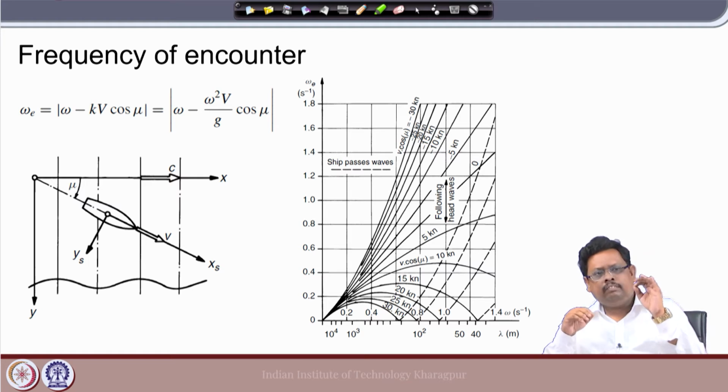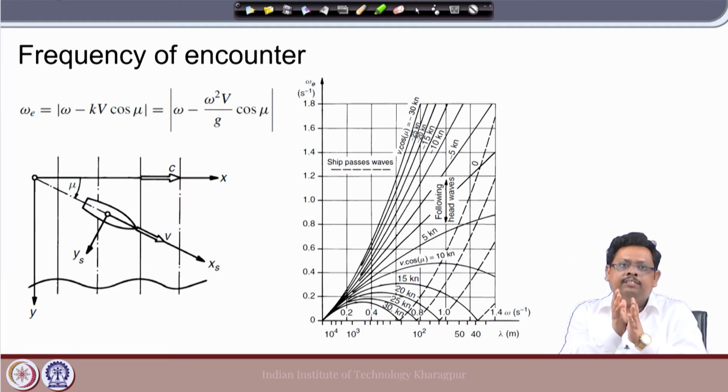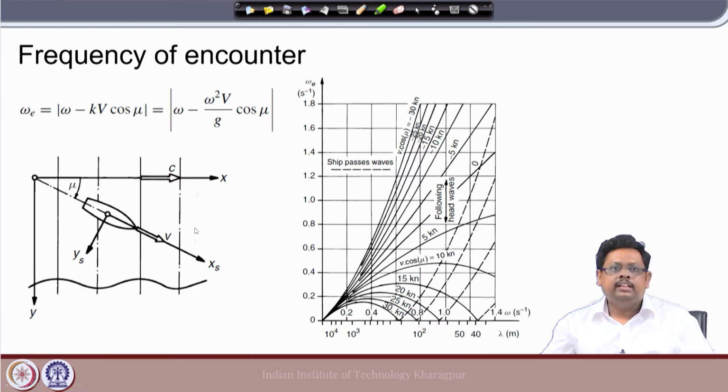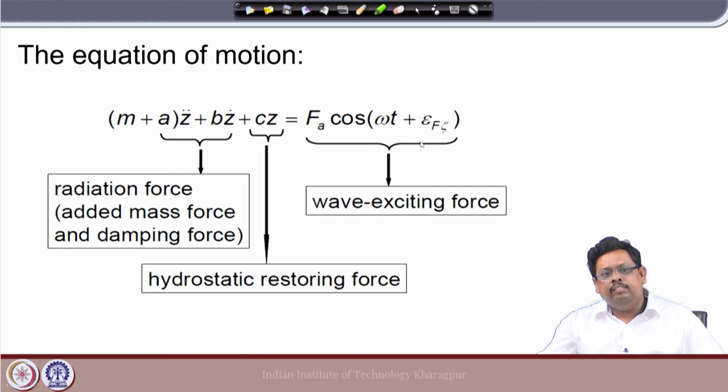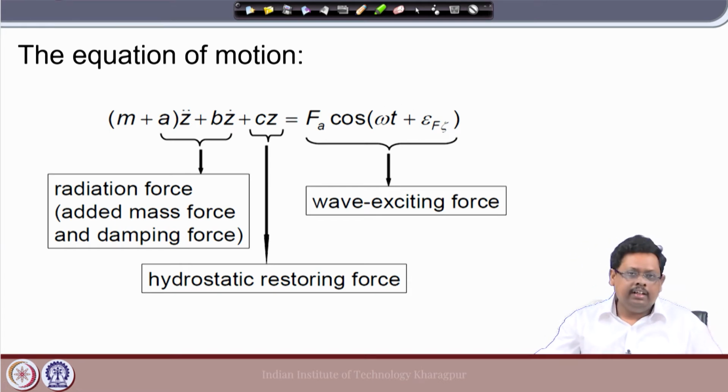If you have done the seakeeping course, you are very aware of this expression. Anyways, the idea is as follows. When the ship is not moving, then v equal to 0, where v is the velocity of the ship. If the ship is not moving, then the encounter frequency omega e equals omega. So, if I look at the previous slide, if there is no velocity, then omega and omega e are both the same.